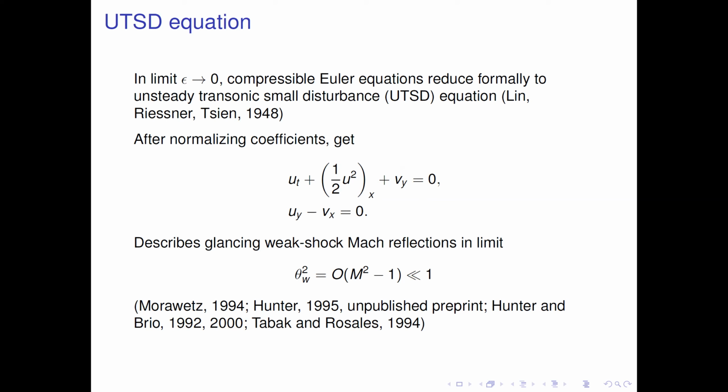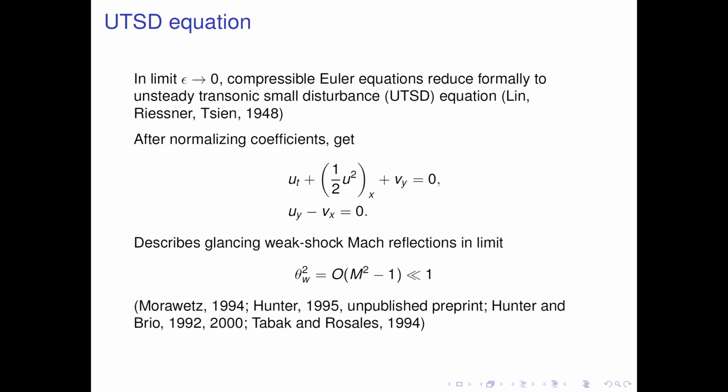If V is 0, so there's no y velocity and everything's independent of y, this term just goes away. You just get the inviscid Burgers equation, u_t plus (half u squared)_x. That's the basic equation describing shocks. If anyone has looked at shock waves, you probably studied the inviscid Burgers equation. So this is a two-dimensional generalization of the Burgers equation. You've got now transverse velocities here.